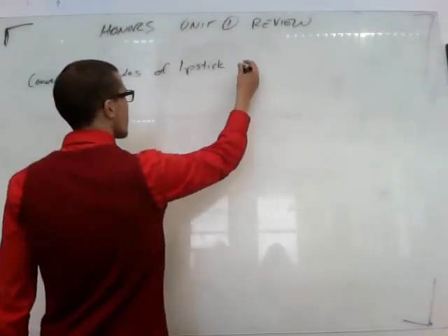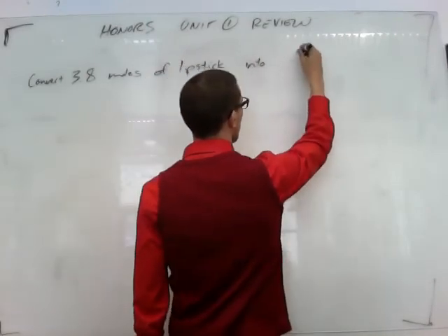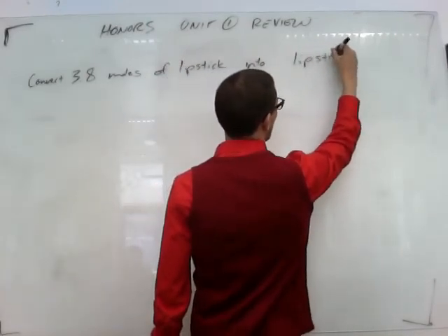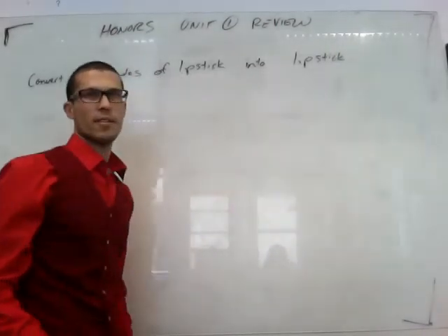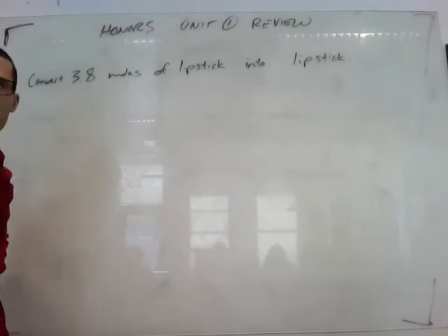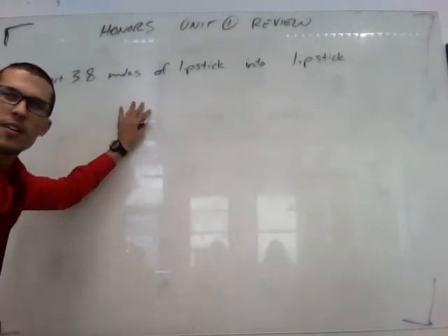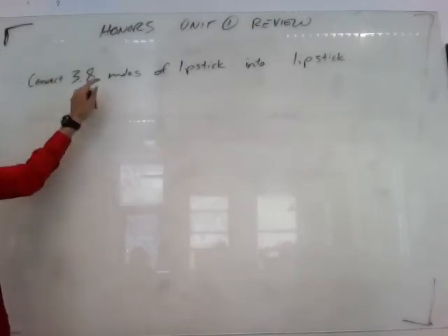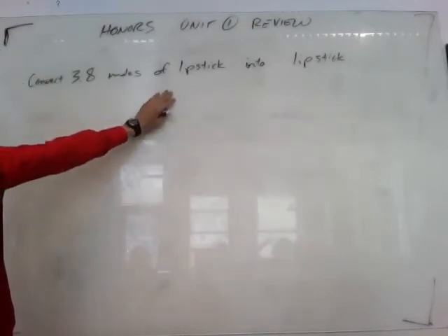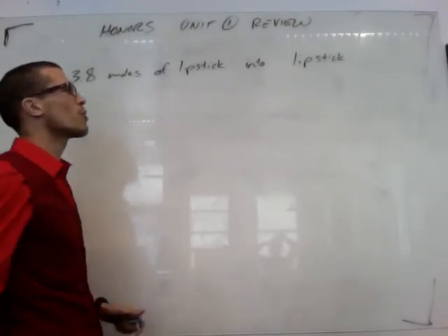3.8 moles of lipstick. Convert that many moles of lipstick into, this is going to sound weird, lipstick. So it's the individual lipstick. I'm confused already. I know the vocab, but the way it's phrased is weird. So you're saying 3.8 moles of lipstick is what you are converting into individual lipstick packages.